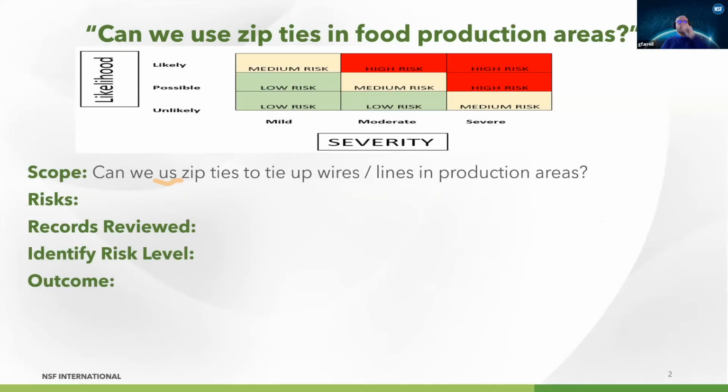Okay, everyone. So welcome to room number 1, door number 1. We have zip ties in food production areas. This is something that we see quite often. This is one of those ones where you know, can we use zip ties in food production areas? And again, it depends on the industry. What are some of the risks we're looking at? What are some of the things that you would look at from a risk or a hazard perspective?